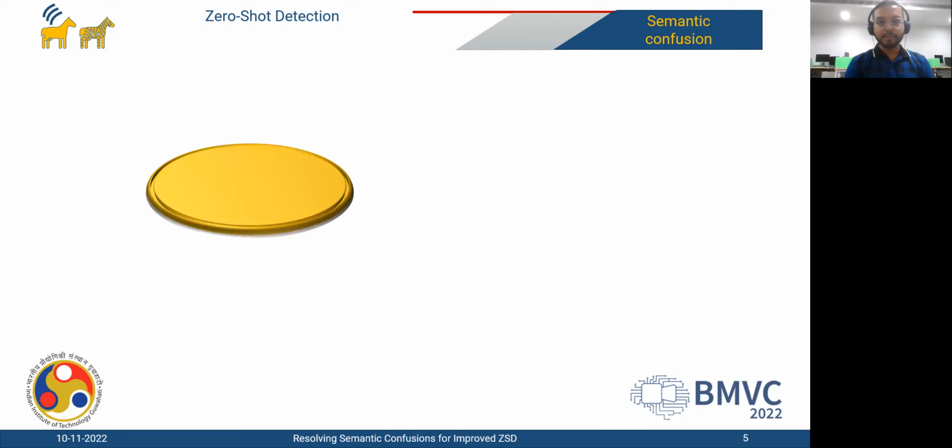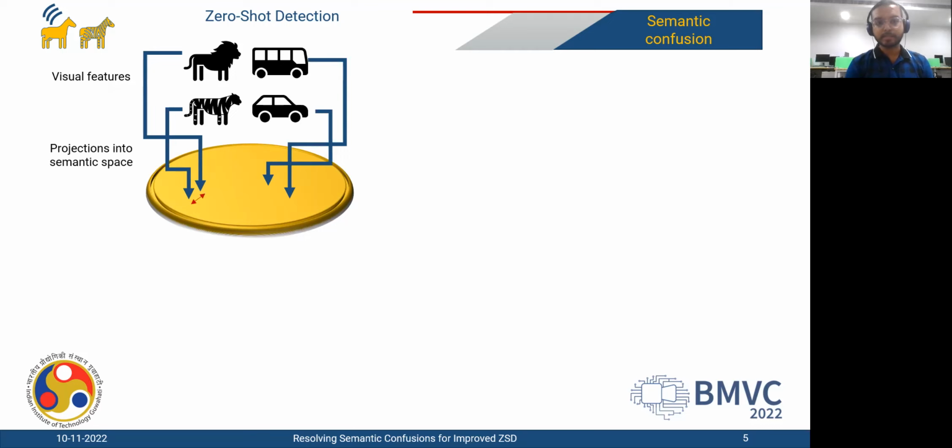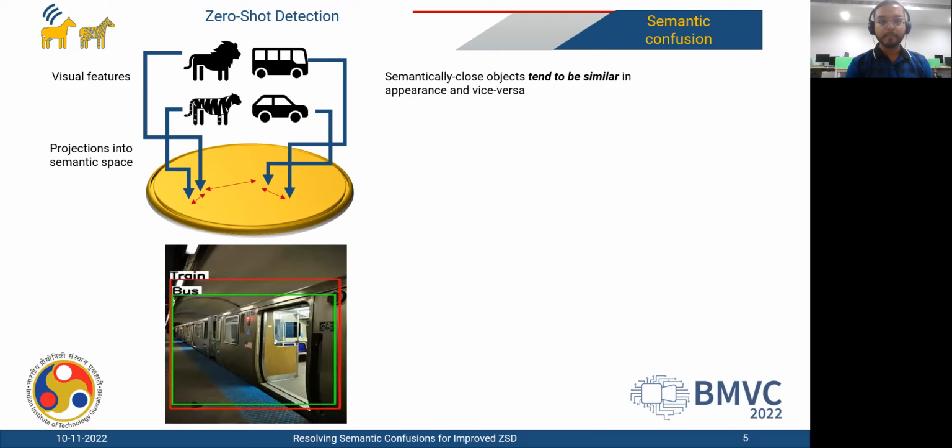To explain semantic confusion, let's say we have all these objects and the visual features of all these objects are projected into the semantic space. Intuitively, we can see that semantically close objects tend to be similar in appearance and vice versa, and the same is reflected in their semantic vectors as well.